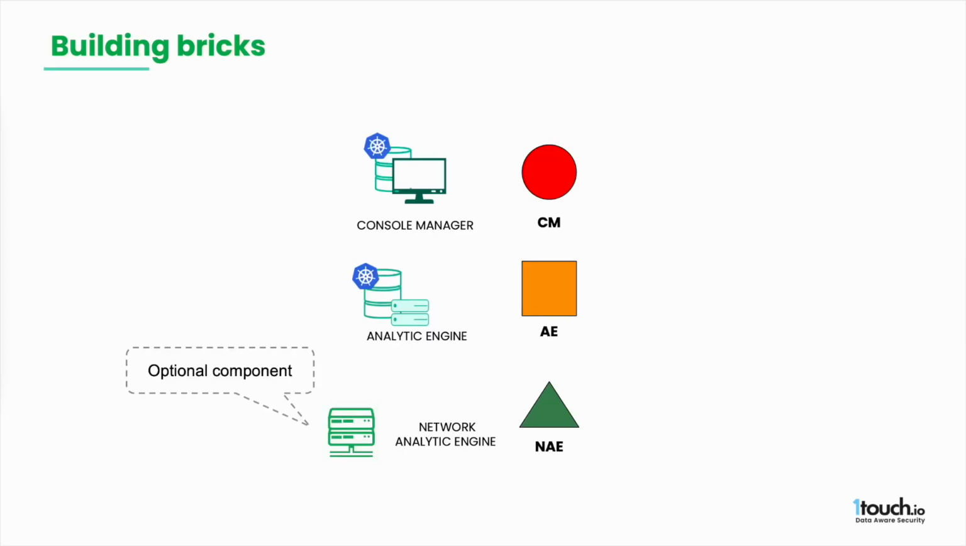So, we've got three types of building blocks: Console Manager, Analytic Engine, and Network Analytic Engine. By the way, Network Analytic Engine is optional and it can be deployed when network discovery is needed, so you can add it at any moment. Let's see how we can combine and install these components.